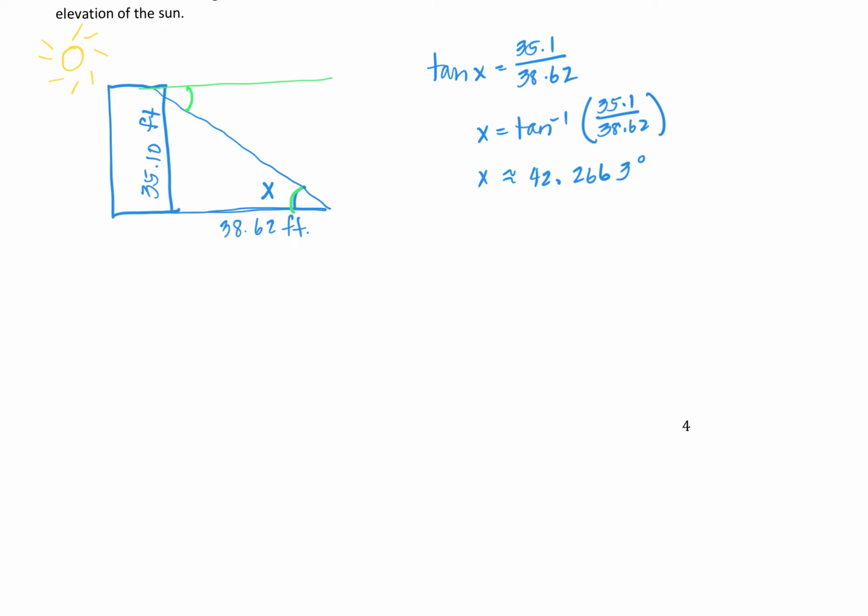4 significant figures would be 42.27. So the angle of elevation is about 42.27 degrees. Don't forget that degree on there.